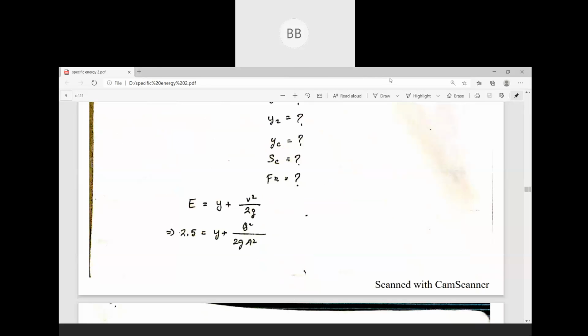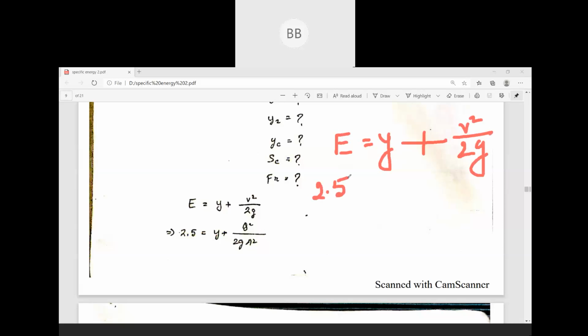So first we consider the specific energy equation. We all know specific energy. We will consider only two terms: one is your depth of flow, and the other is your v square by 2g, the kinetic energy head. The specific energy is already given, that is 2.5. This is y plus v square by 2g, and for v we can replace V equal to Q by A. So it will be Q square divided by twice G A square.